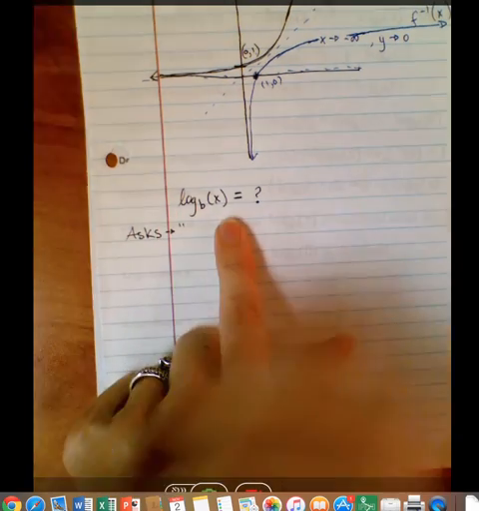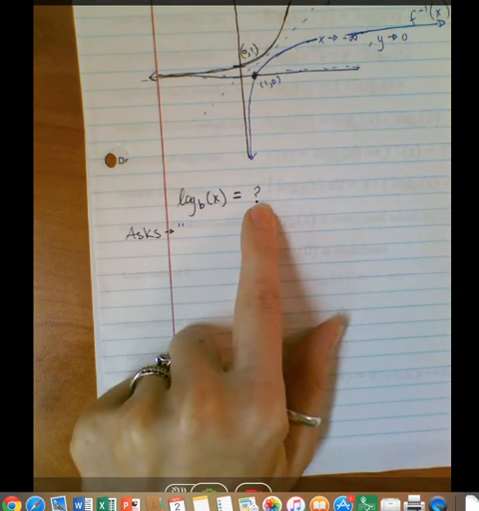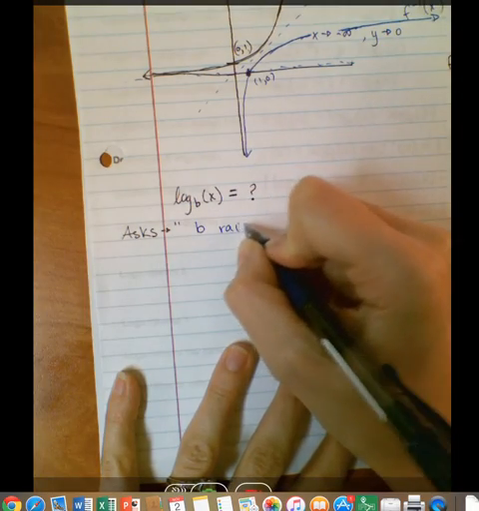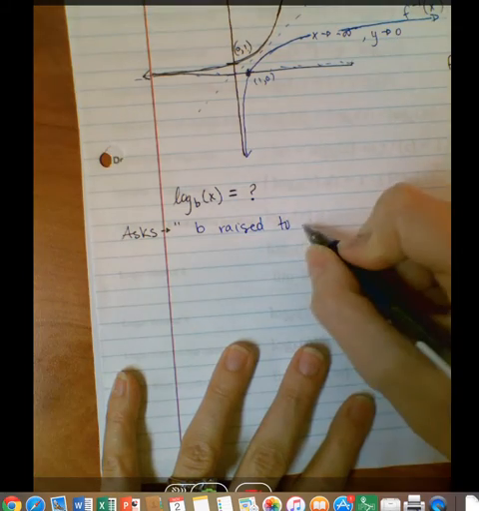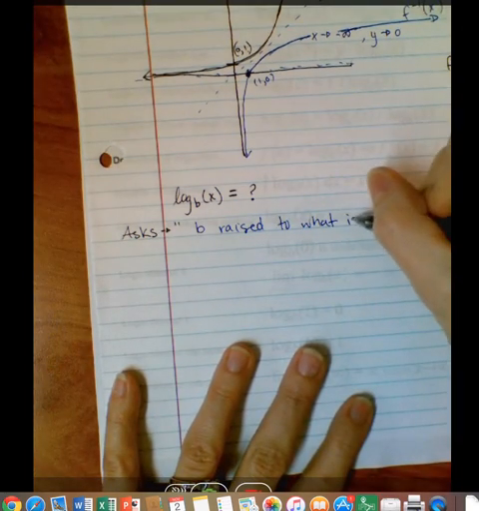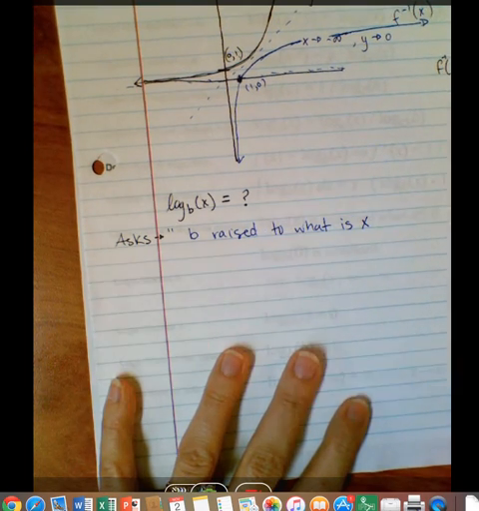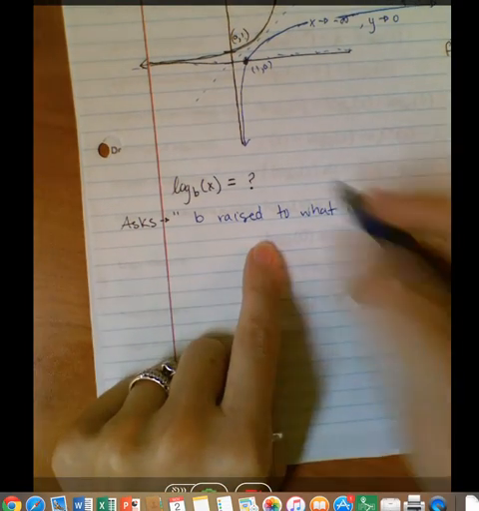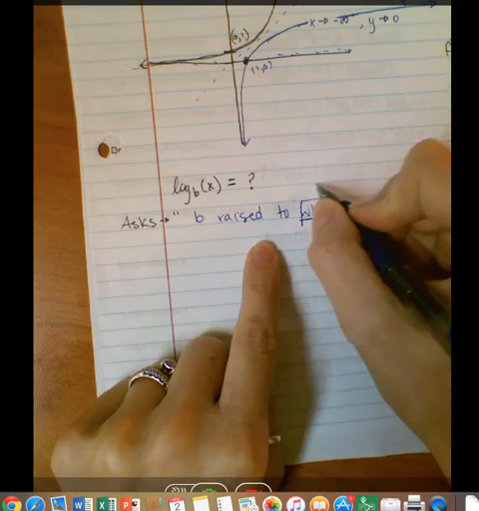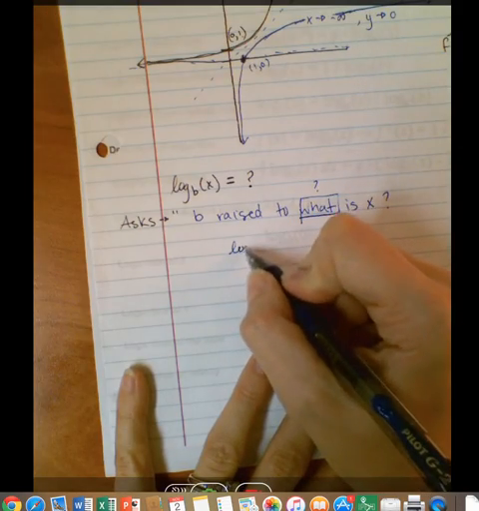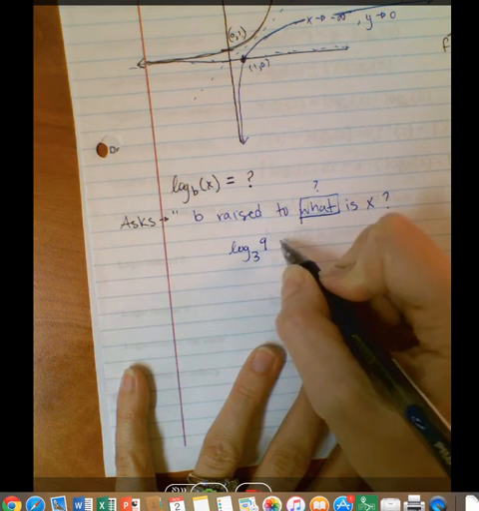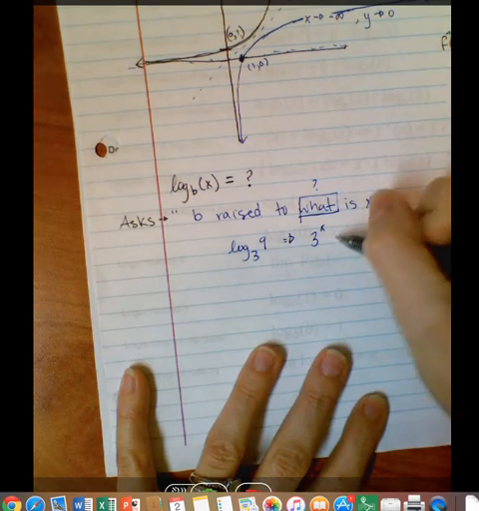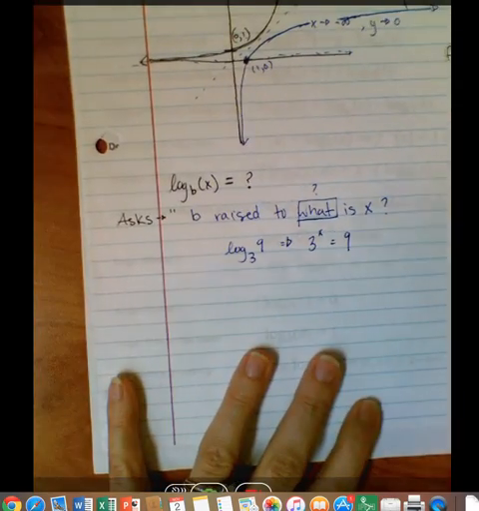So let's just think back to our basic log ideas. The log base b of x equals question mark asks: b raised to what is x? So if I said log base 3 of 9, I could say that 3 to the x equals 9. So those two things are directly related.